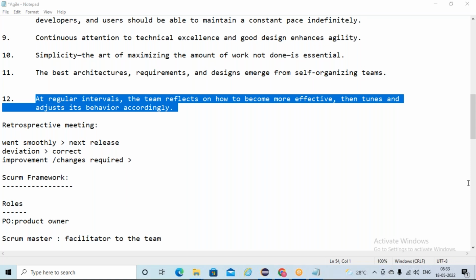If there are some areas we need to correct, we'll correct them, and then in the second sprint we'll make sure it does not happen. And for improvements, obviously, any changes required we'll adopt, and those changes will continue from the second sprint onwards.